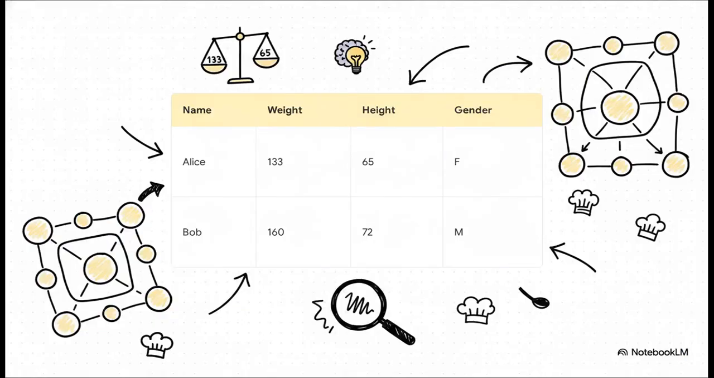Let's say we were building a neural network to predict someone's gender based purely on physical attributes. Our input data might look something like this. We'd feed in Alice's weight of 133 pounds and her height of 65 inches as numerical inputs.